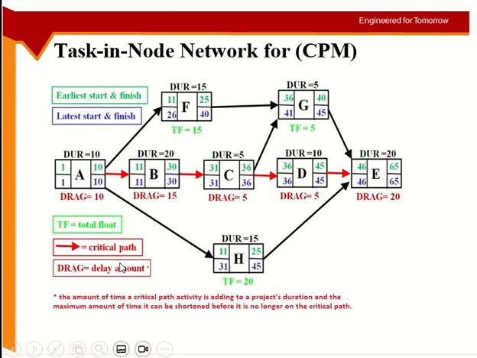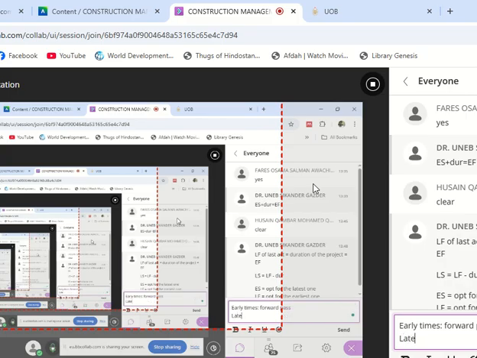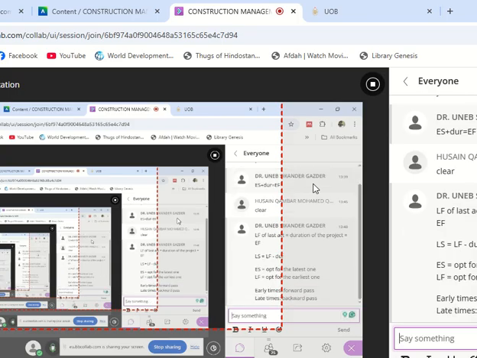So when we are calculating the early times, when we are going forward, this is called a forward pass, for early times. And when we are calculating the late times, we are going backward, right? So we call it the backward pass. So the first one we did was the forward pass, which gives you the duration of the project, and the last one which we did was the backward pass, which gives you the late times.